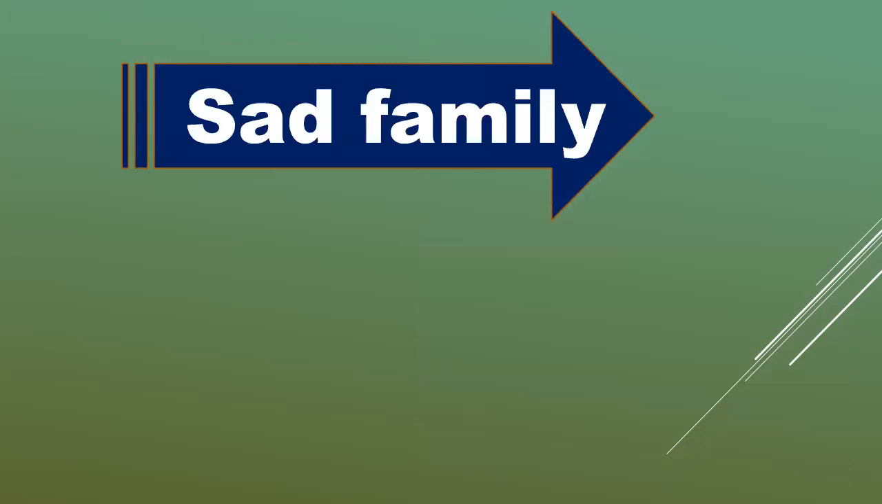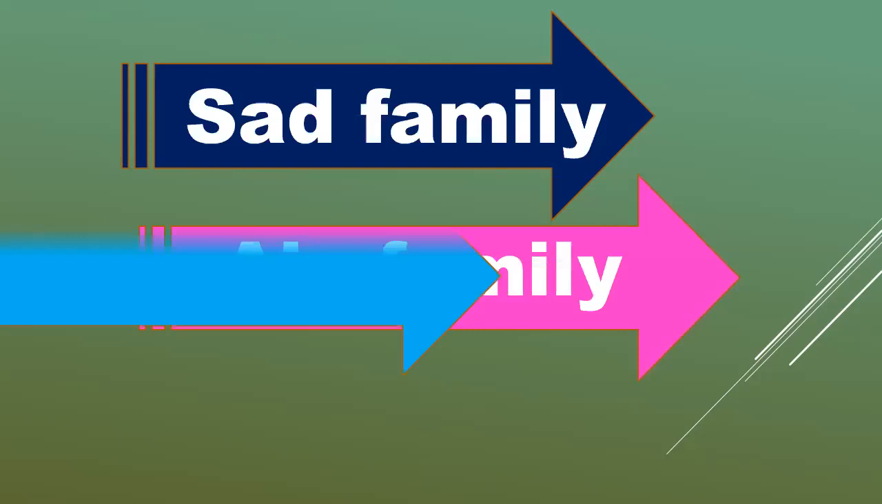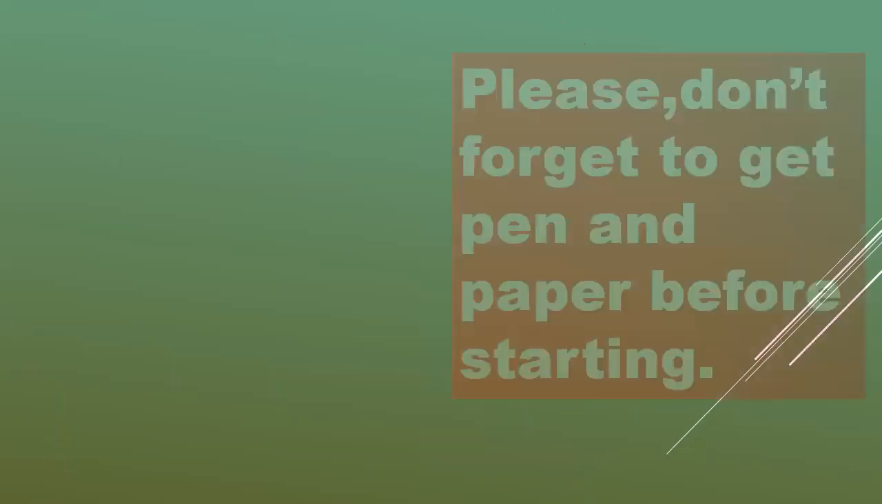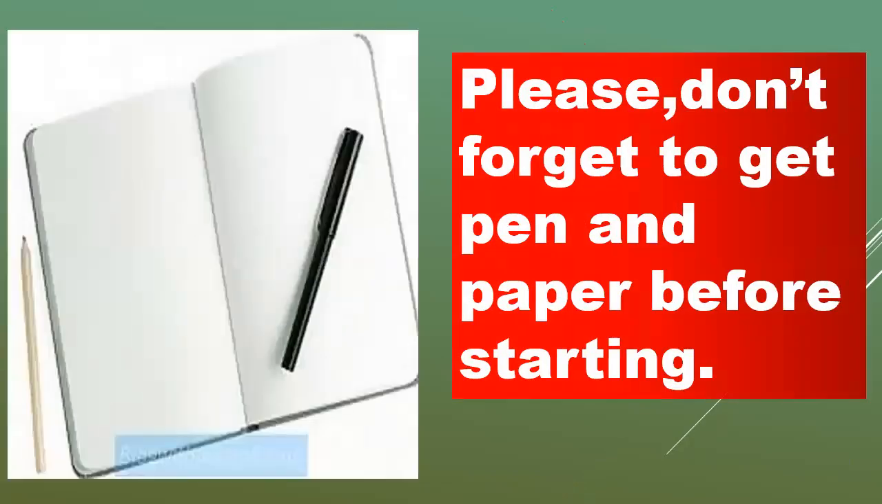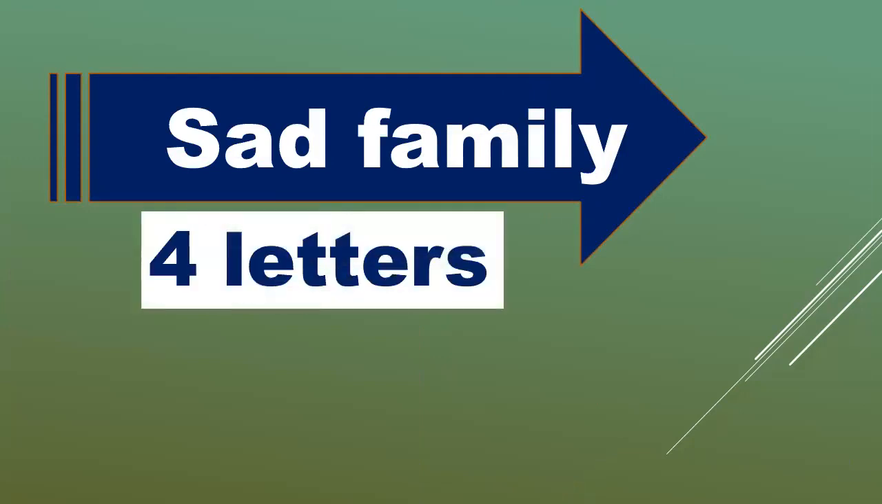Saad family, Ain family, and Fa family. Please don't forget to get pen and paper before starting. Let's go to the first family today. It's Saad family, family number six in Arabic alphabets. Saad family has four letters.